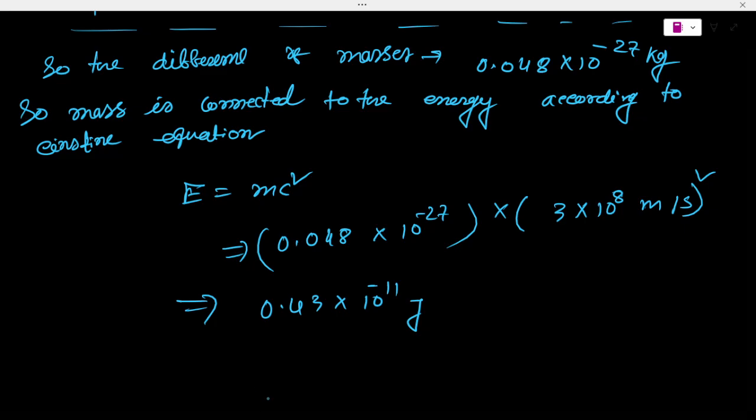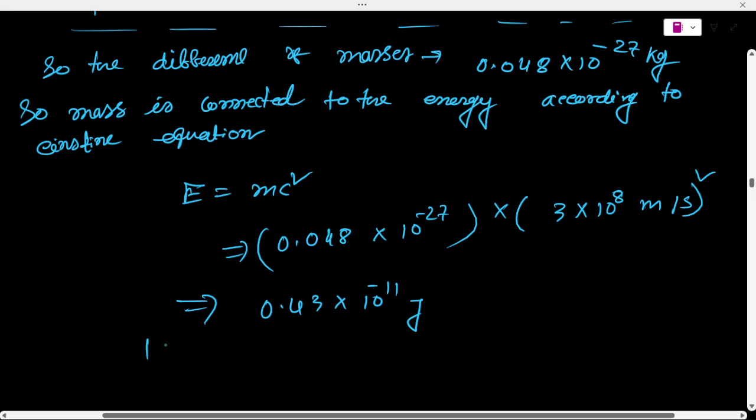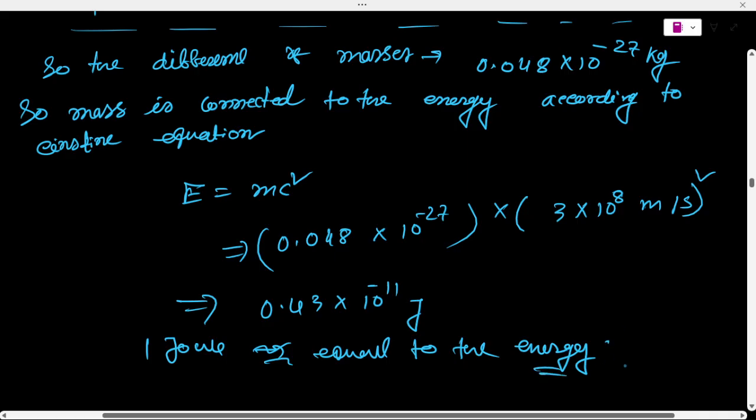So recall that 1 joule is roughly equal to the energy of an apple falling onto a table. Okay, it is clear. So question number 14 is also clear here.